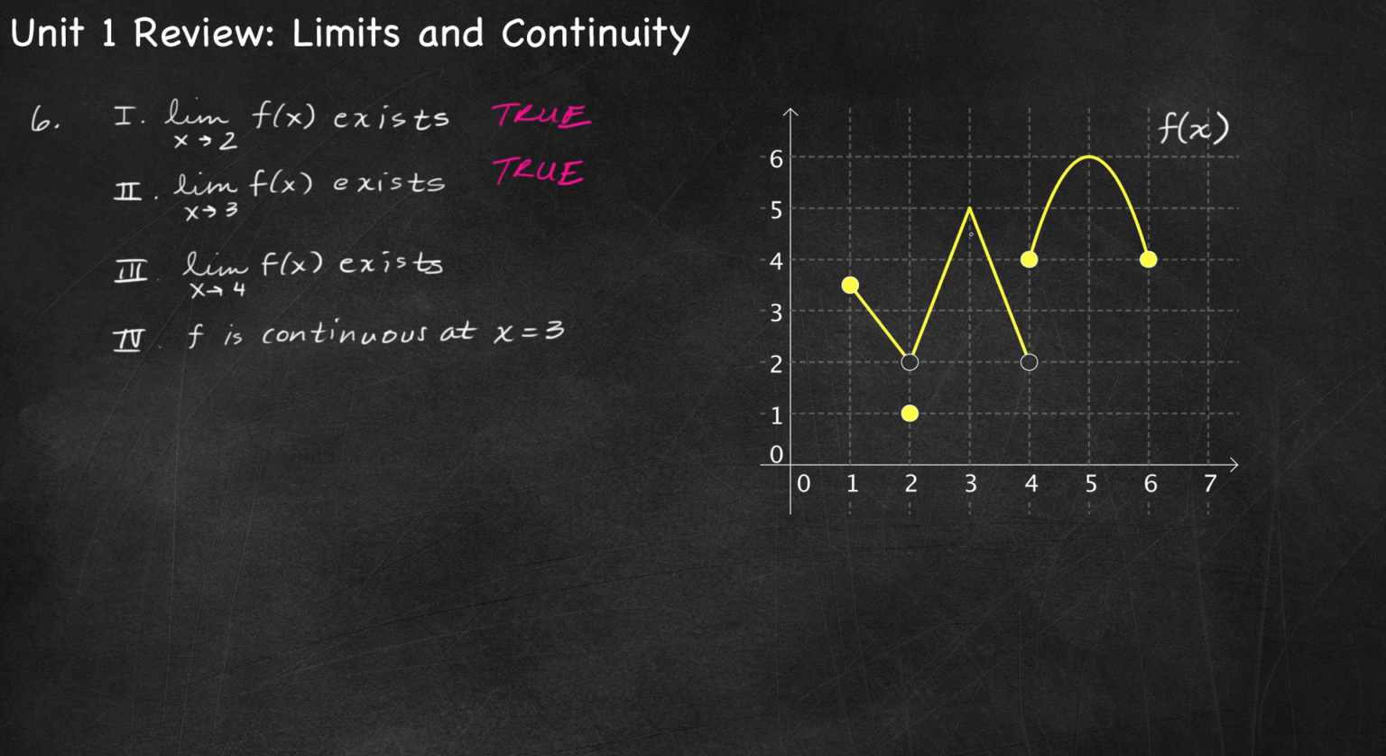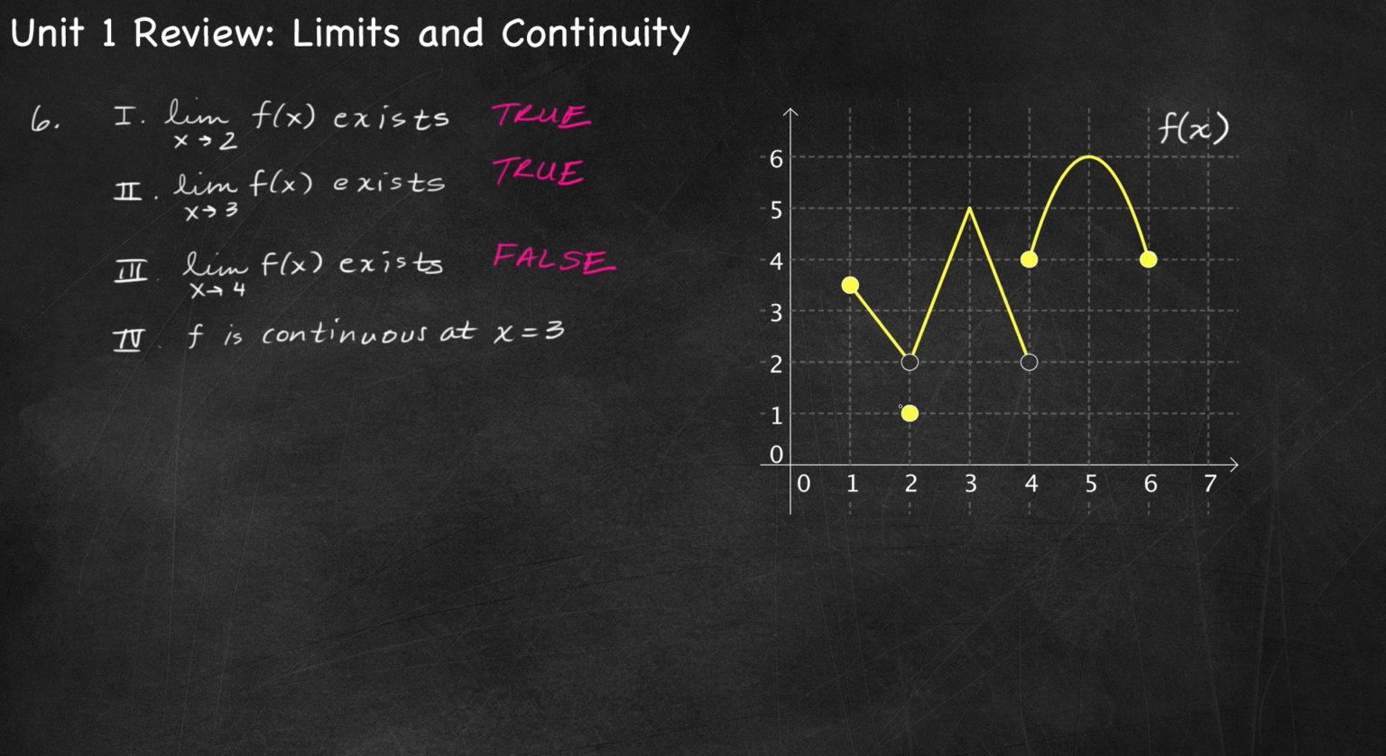Statement 3, the limit of f as x approaches 4 exists. Well, as we approach 4 from the left, the function is approaching 2. As we approach 4 from the right, the function is approaching 4. We're getting a different answer for our left-hand and right-hand limits. Therefore, the limit does not exist. That is a false statement.